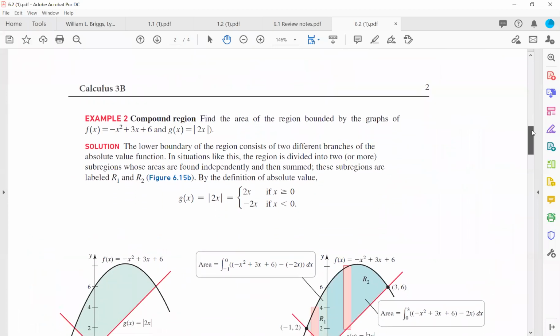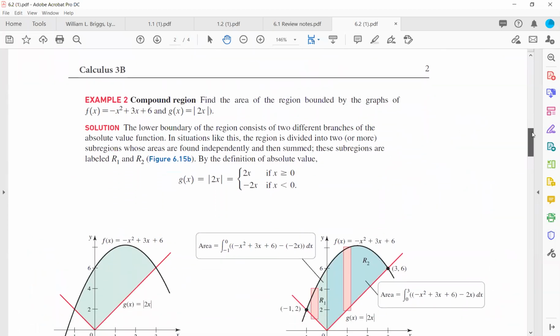Perfect. Now we have some interesting functions. This example says, hey, find the area of the region bounded between the graphs of f of x, which is equal to negative x squared plus 3x plus 6, and g of x equals to absolute value of 2x. Perfect.